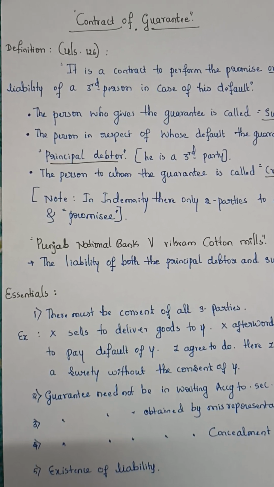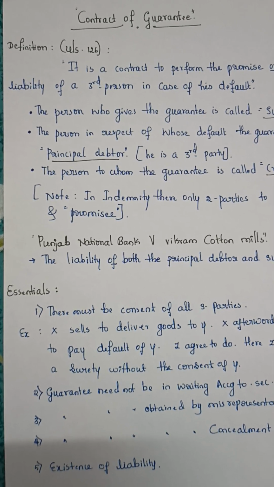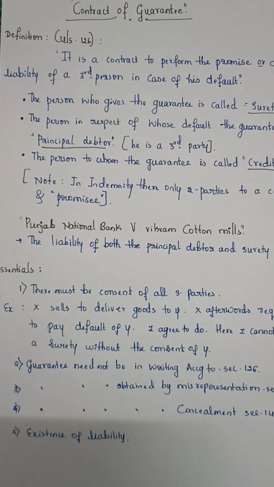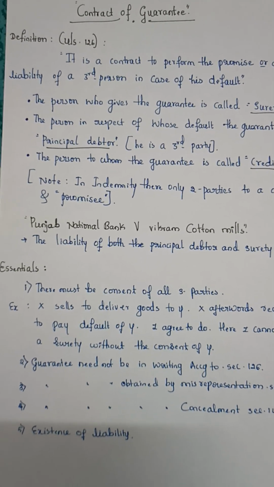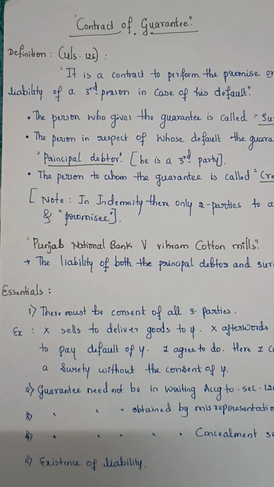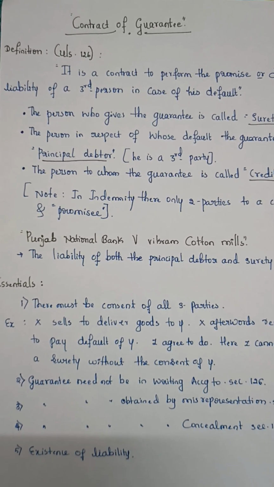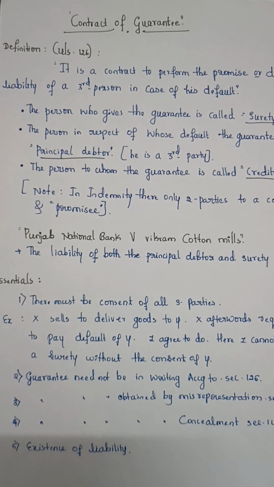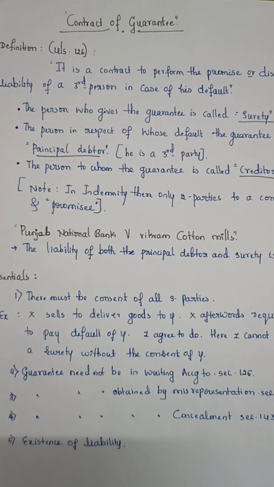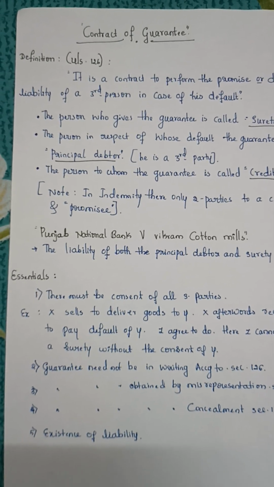Another concept: contract of guarantee, which is defined under Section 126 of the Indian Contract Act. It is a contract to perform the promise or discharge the liability of a third person in case of his default. The guarantee may be either oral or written. There are three parties involved in a contract of guarantee: the principal debtor, the creditor and the surety, also defined under Section 126.